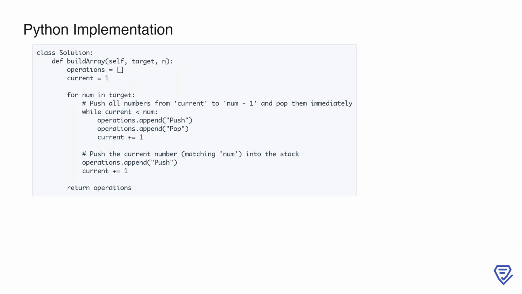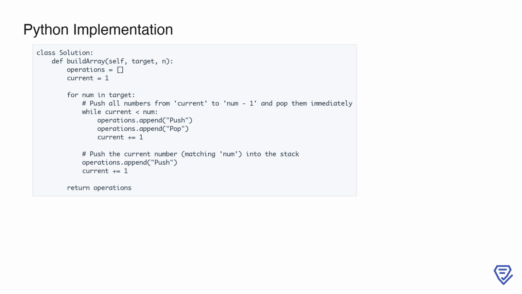This Python implementation solves LeetCode problem number 1441, Build an Array with Stack Operations. The goal is to simulate stack operations to construct the target array using numbers from 1 to n. Let's break the solution down step by step.